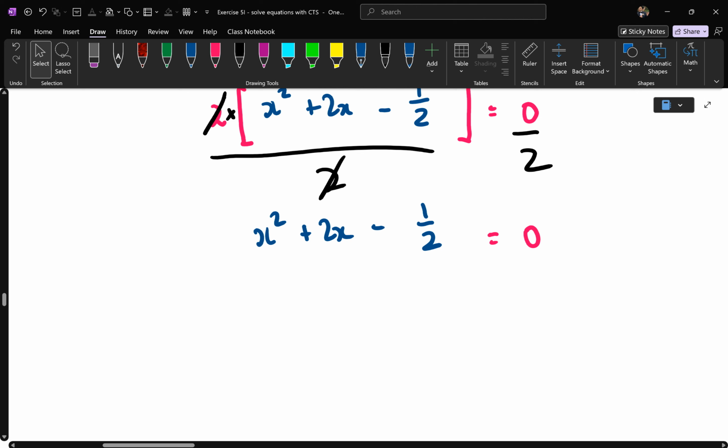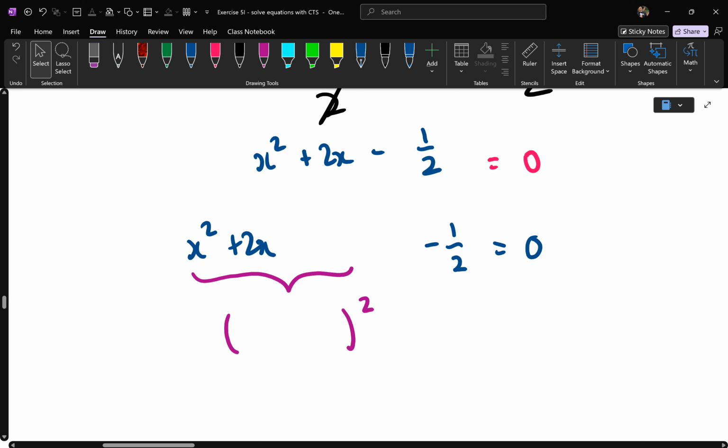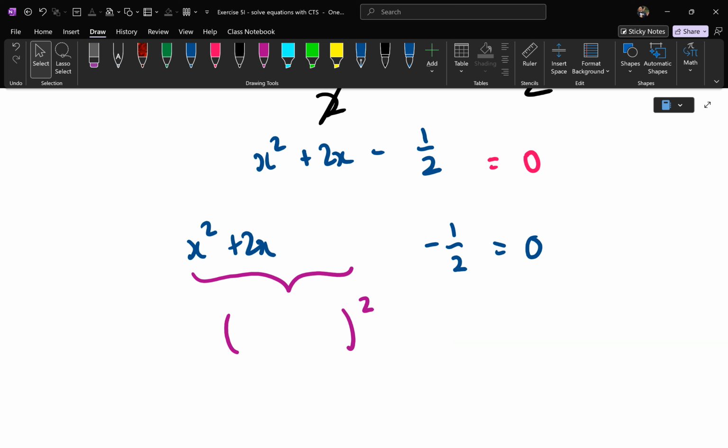So here, we're up to this problem now. Same idea again, just like before. We've got x squared plus 2x, and I've got that minus half. It's equal to 0. But what I want is, I want to complete the square. So I need to think what number and what letter goes inside the brackets. Let's go with Toby. What goes inside the brackets?